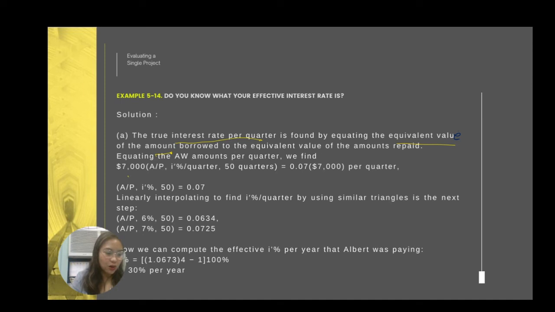Okay. So, 7,000, using this formula. The I percent here is per quarter, with 50 quarters and 0.077 per quarter. The factor is 0.07, and linearly interpolating to find the I percent per quarter by using similar triangles is the next step. Wait, did I include the triangles here? Oh no, I didn't. Sige, I'll try to draw it here.